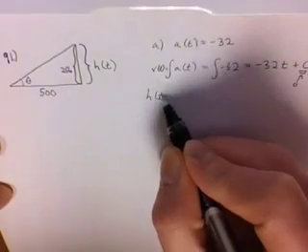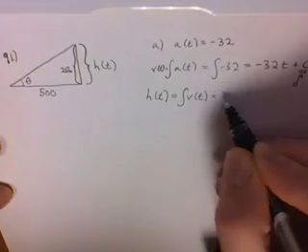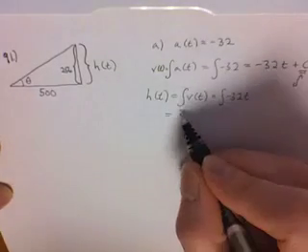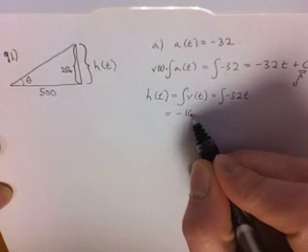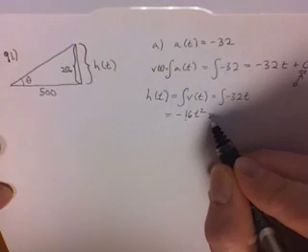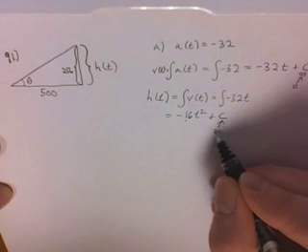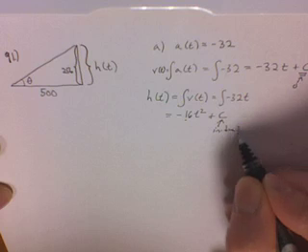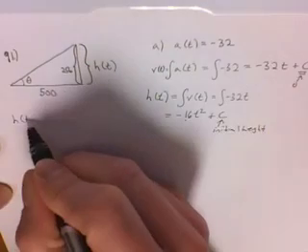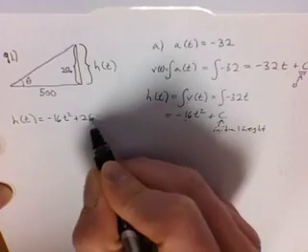Now we can get h of t as the integral of velocity, which is the integral of minus 32 t. And this is equal to minus 16 t squared. So that's 32 divided by 2 is 16, and then plus c. And notice here that c is the initial height. So finally we find that h of t is minus 16 t squared plus 256.